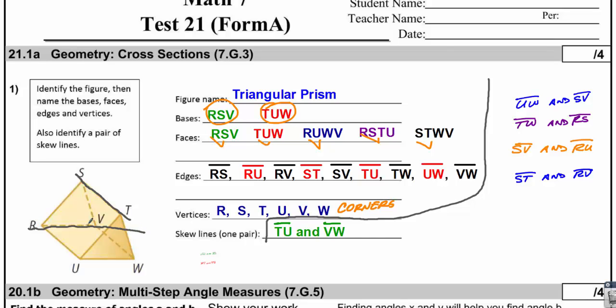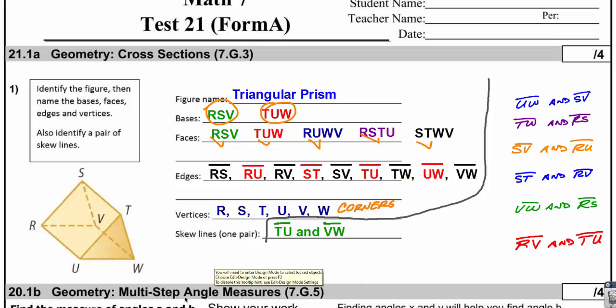So those two are lines that would never touch each other, and they're not parallel lines. All right, a couple more that your classmates had. We had this pair, VW and RS, and finally this pair, RV and TU. So you can see altogether we had 8 pairs of skewed lines.